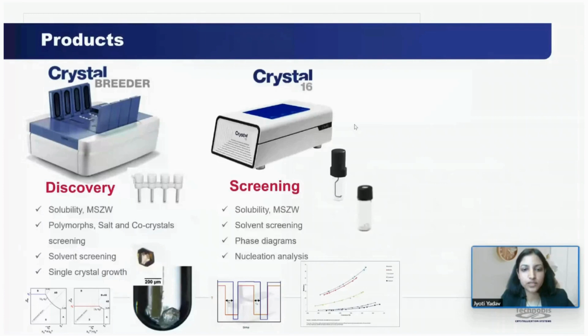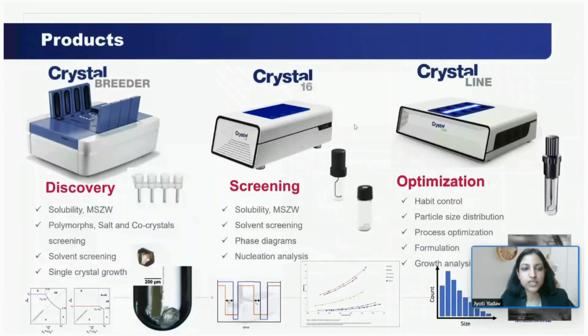First is Crystal Breeder, for early stage discovery, with unique features of different crystallization modes, like cooling, evaporation, and vapor diffusion setup. It has been used by many researchers specifically for single crystal growth, along with other applications like solubility and solvent screening. But for solubility and solvent screening, we have Crystal 16, the pioneer instrument with transmissivity technology. The latest version of Crystal 16 has integrated analytical software for nucleation rate analysis, which we will discuss in detail.